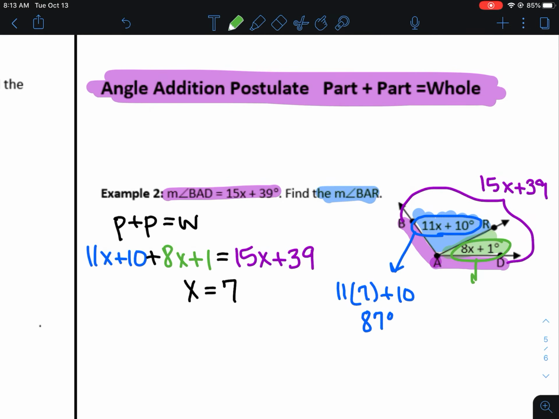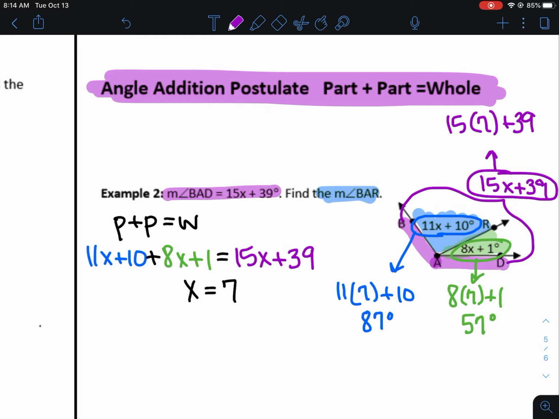Okay, I'm going to plug it into this one, so that's going to be 8 times 7 plus 1, which is 57 degrees. And then I'm going to plug it into this guy, so that's going to be 15 times 7 plus 39, which is 144 degrees.